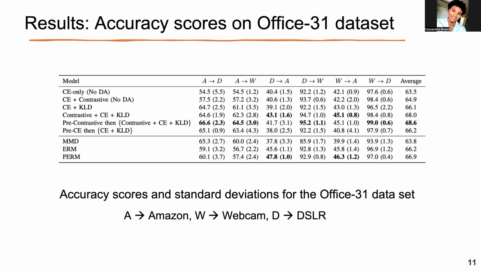And for the baseline existing distribution alignment methods, we run 3 experiments with maximum mean discrepancy, empirical risk minimization, and probabilistic empirical risk minimization method. And out of those 3 methods, the probabilistic empirical risk minimization method performs better than the other 2 methods, which are MMD and ERM. But overall, the average score is not as good as our proposed method.